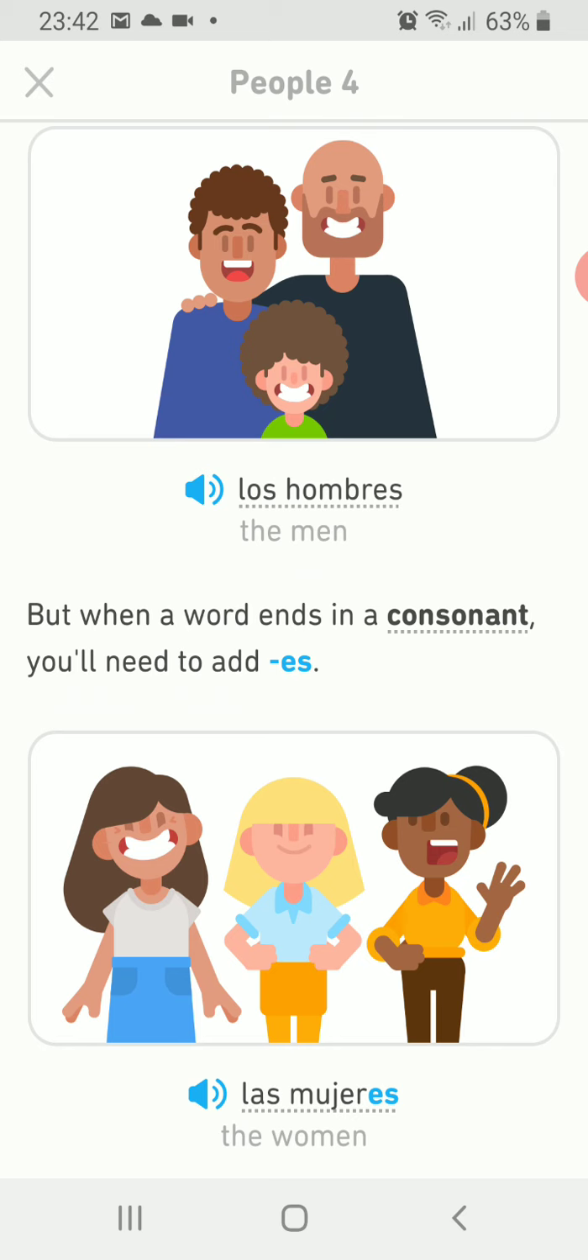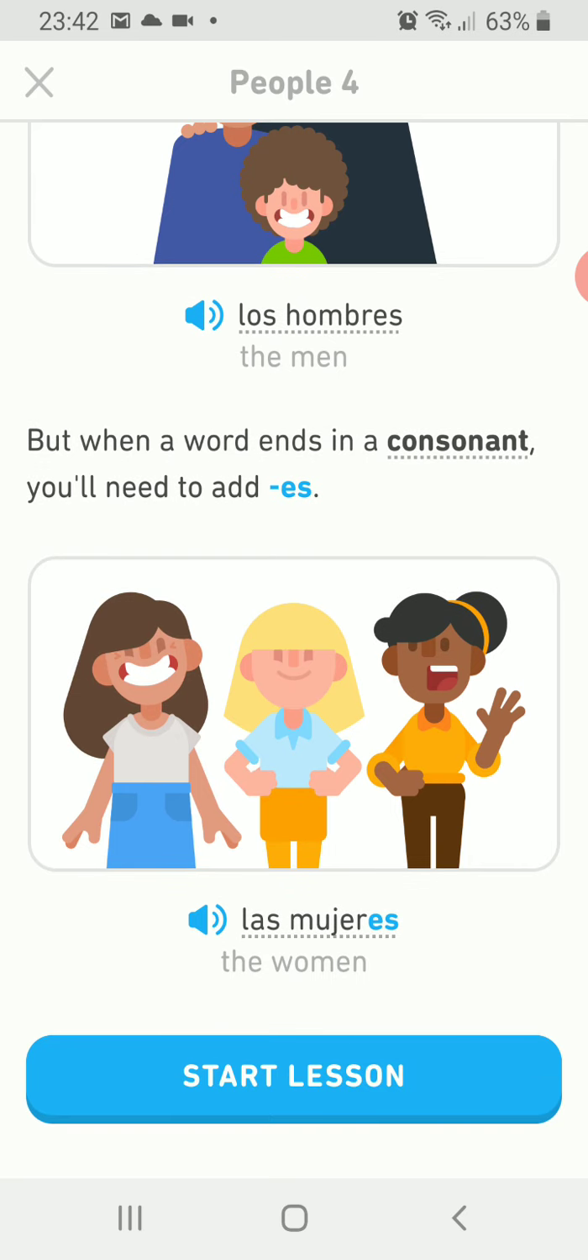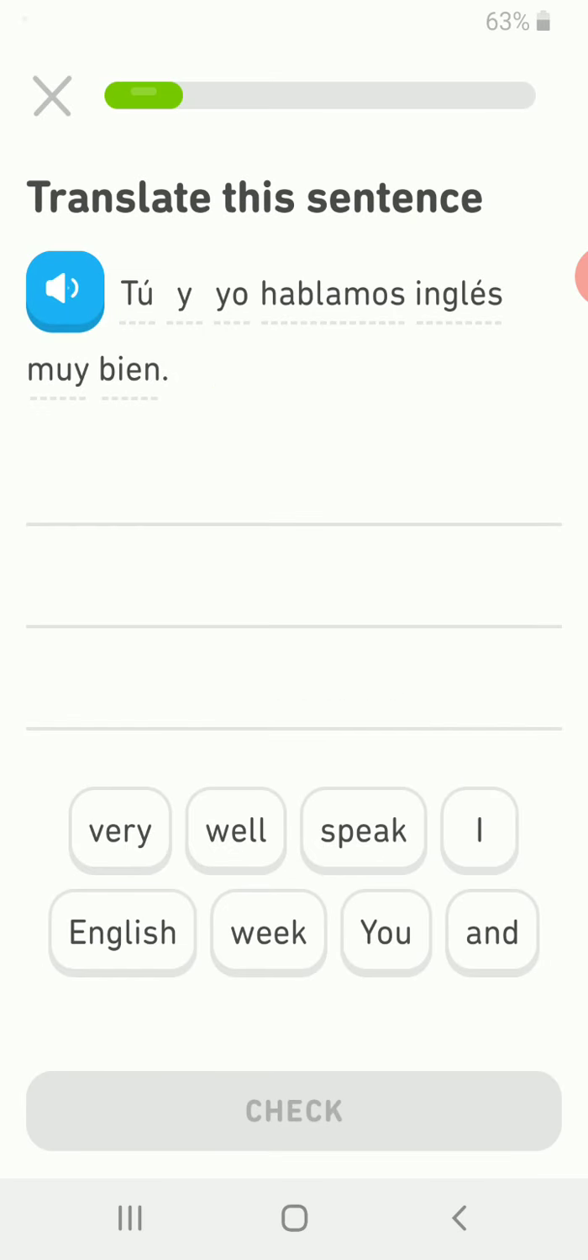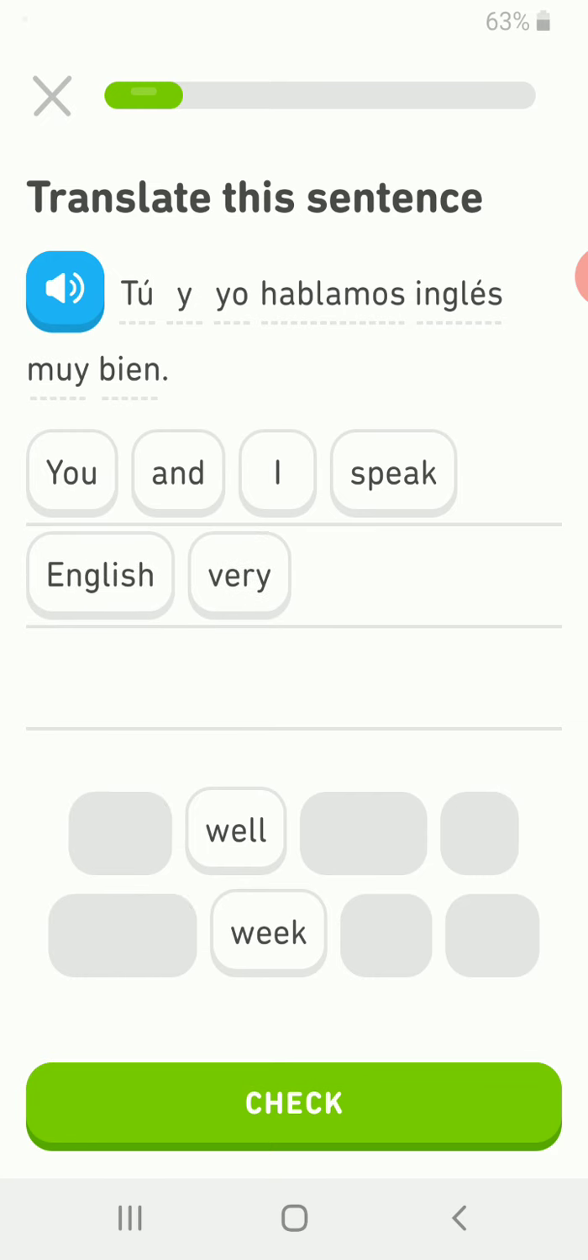So, if for example you have veces. Actually, vez is with a Z, pronounced like an S, but it's not a good example. But let's see what else. We have mujer, las mujeres, for example. All right, let's continue. Let's go ahead and do the exercise. Tú y yo hablamos inglés muy bien. You and I speak English very well. So you and I, it's like a song.